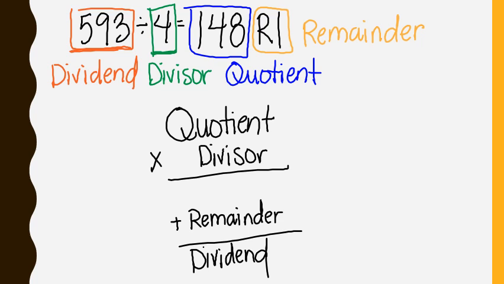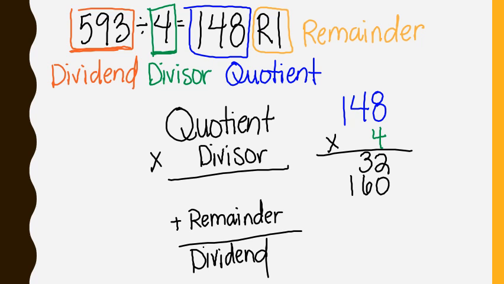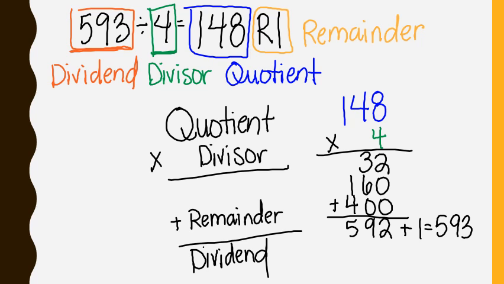Okay, so my quotient was 148, and I'm multiplying that by my divisor, which was 4. I'm going to be using the partial products method to multiply. 4 times 8 will give me 32. 4 times 40 gives me 160. And 4 times 100 gives me 400. I'm going to add those up, and I get 592. And I had a remainder of 1, so I'm going to add on my remainder of 1 to get 593. Did I get my dividend in the end? I did. I got my dividend. So I know that I got this problem correct. And I can go on to the next.